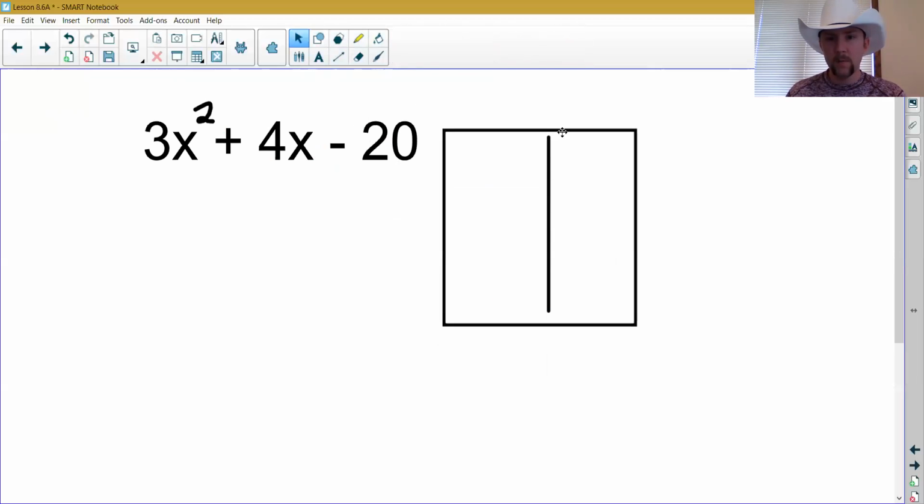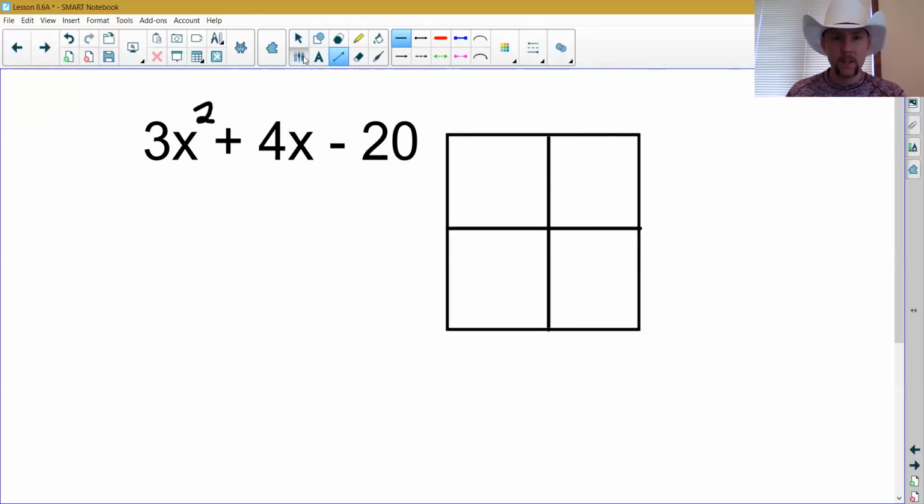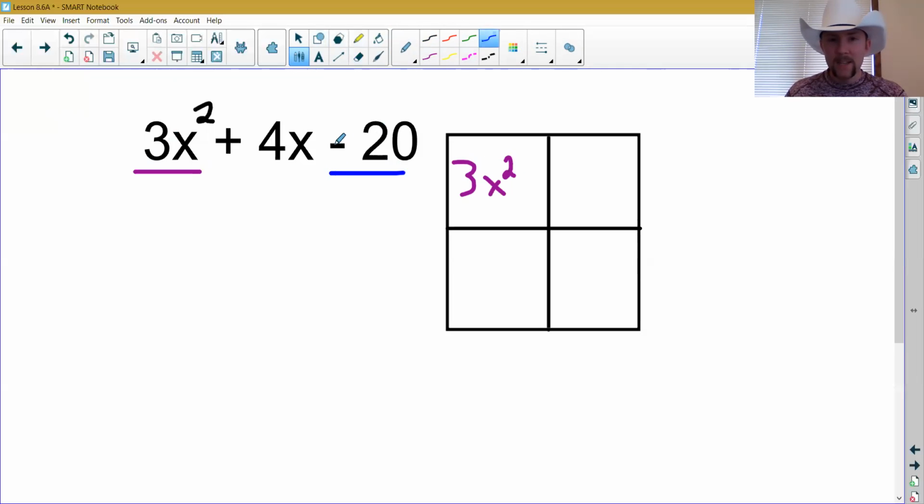So if I make my window and I put in the two pieces that I know and I know where they go, remember that the 3x squared goes in this top left box, 3x squared. And now I'm going to put a minus 20 or negative 20 down in this box down here. Okay, a minus 20 or negative 20.